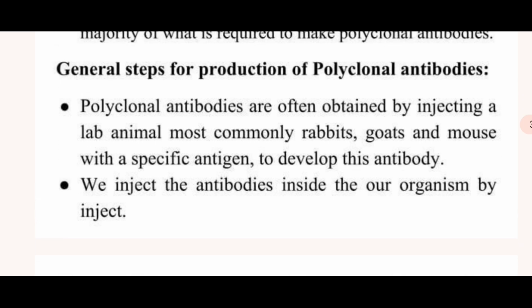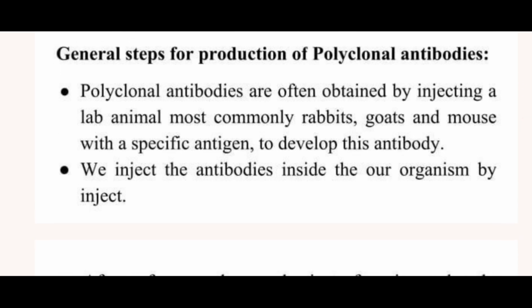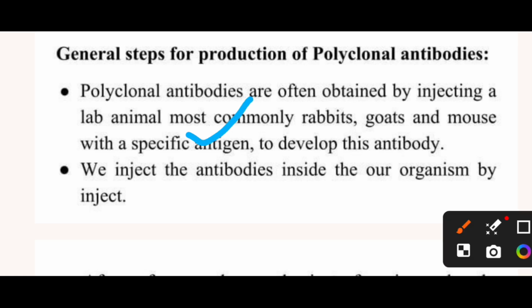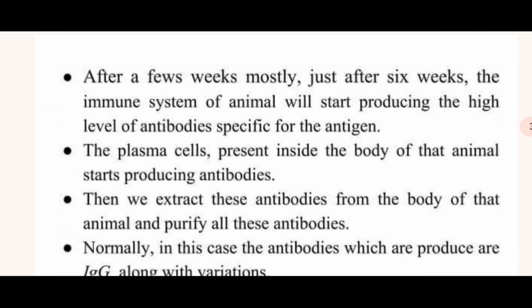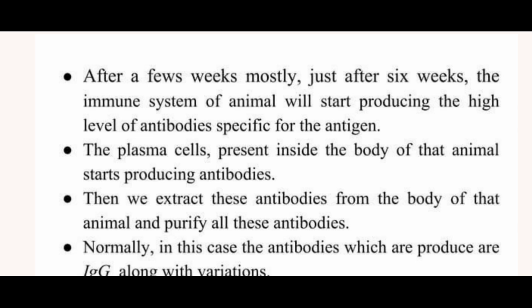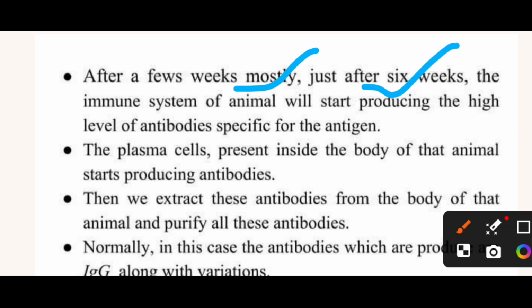Now, general steps for production of polyclonal antibodies. Polyclonal antibodies are often produced by injecting lab animals like mouse, rabbit, goats with specific antigens to develop this antibody. We inject the antigen inside our organism to begin the process. After a few weeks or months, after about 6 weeks, the immune system of the animal will start producing a high level of antibodies specific for the antigen. The plasma cells present inside the body of that animal start producing antibodies.